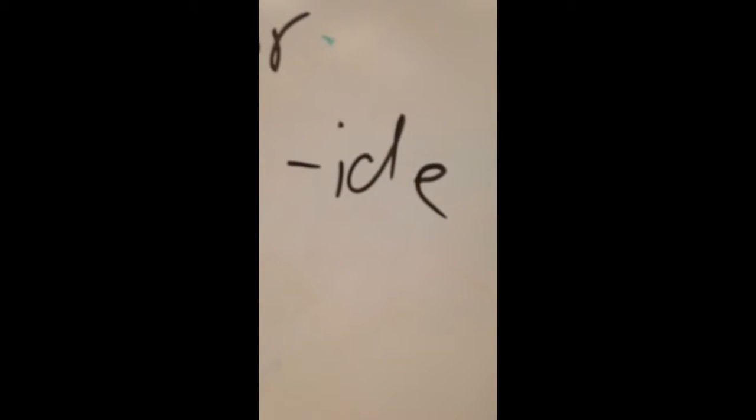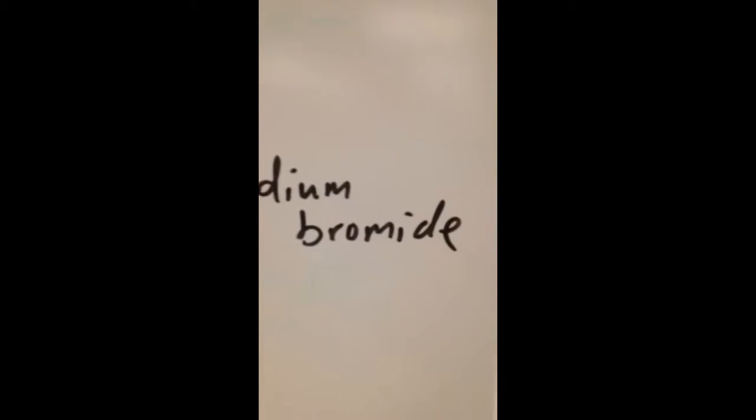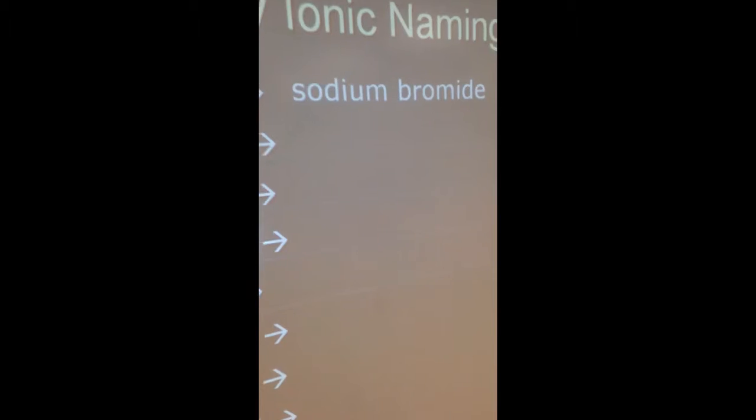All right, so the first thing we have here is adding the IDE ending when we have an ionic bond, which is a metal and a non-metal. When we say this, we simply add an IDE to the end. So NaBr would simply be sodium bromide. And we'd write that sodium bromide. That's how that would look.